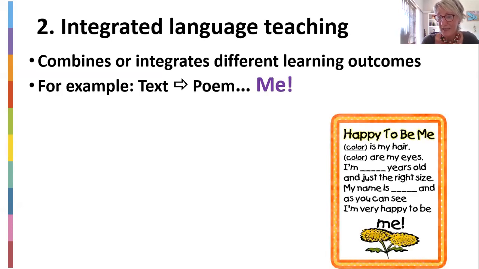Happy to be me. Blonde is my hair, blue is my eyes. I'm just X years old and just the right size. Sometimes my name is Marcel, and as you can see, I'm very happy to be me. Okay, most of the time.